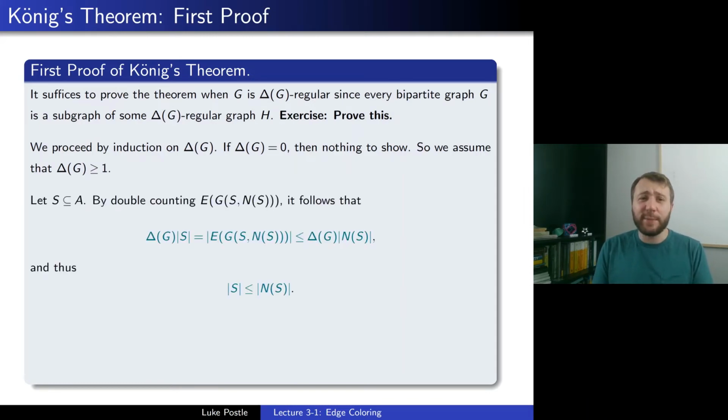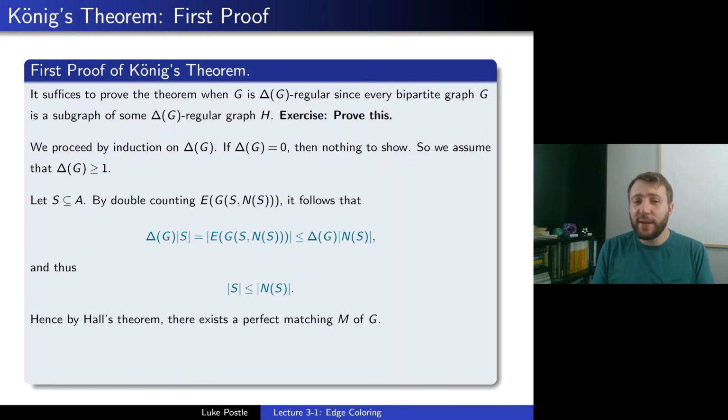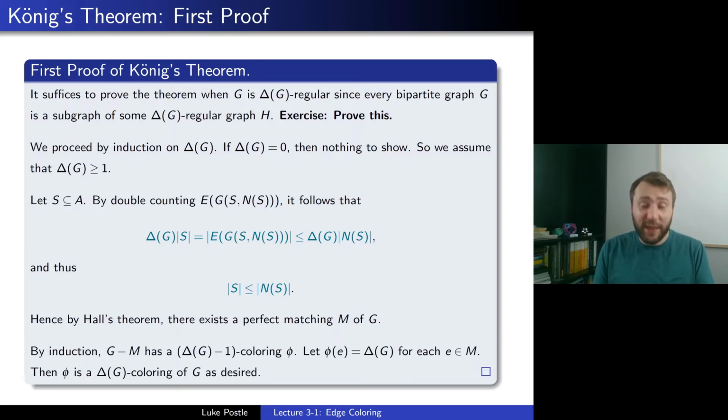I take any subset S of A, so if G has two sides, A and B. I would double count the edges between S and its neighbors on the other side. And a simple counting argument shows that delta times the size of S has to be the number of edges because you're delta regular, and this is upper bounded by delta times the size of N(S) because they have degree at most delta, and thus the size of S is at most the size of N(S), which is good because then I can use Hall's theorem. So by Hall's theorem there exists a perfect matching M of G, and then A and B are equal actually, and then you actually have this matching saturating A, and so perfect matching.